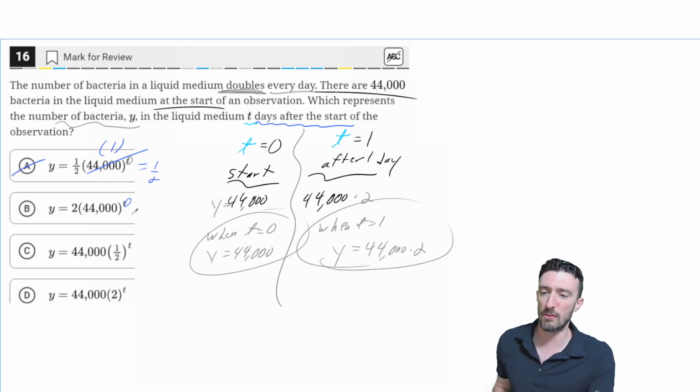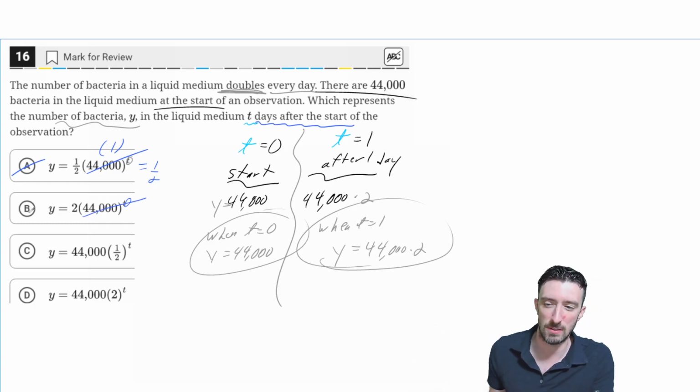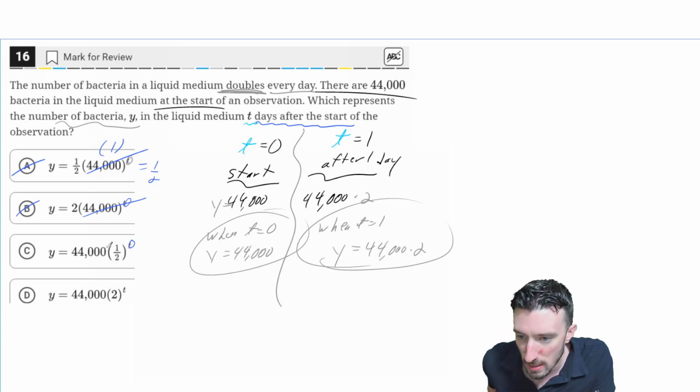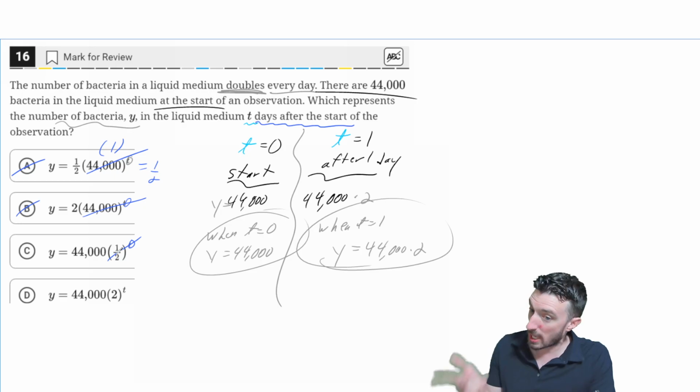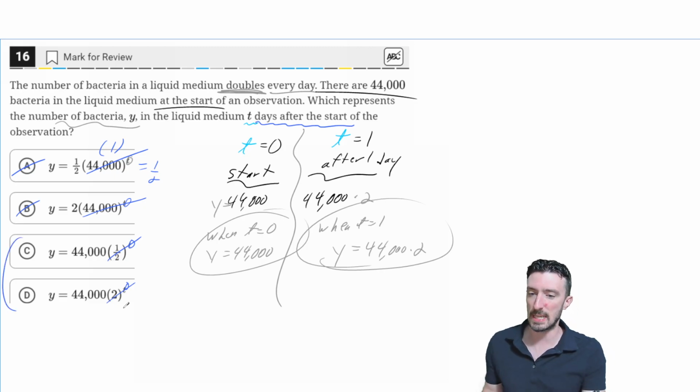Now, if I were to plug in 0 over here, again, this is 1. So 2 times 1, that just gets me 2. Not what I'm looking for. 44,000 times 1. Okay, that's working. This one would also be 1, though. Okay, so we've narrowed it down to C and D.